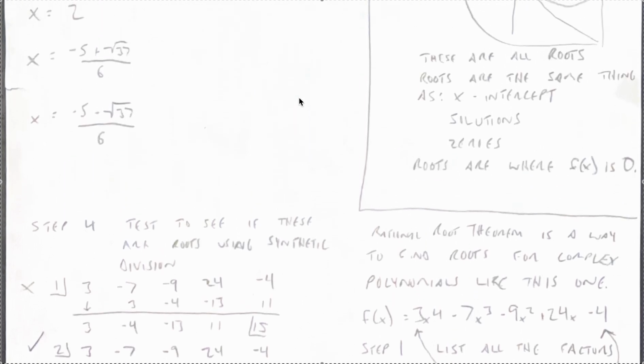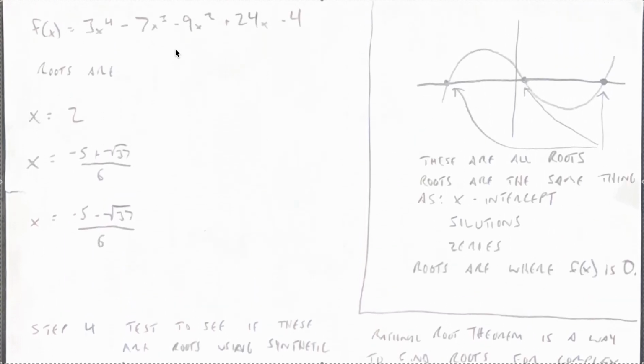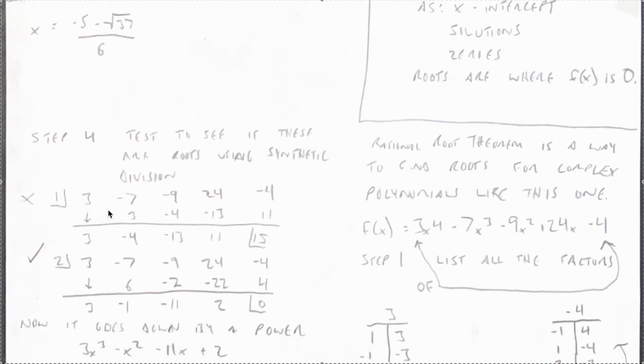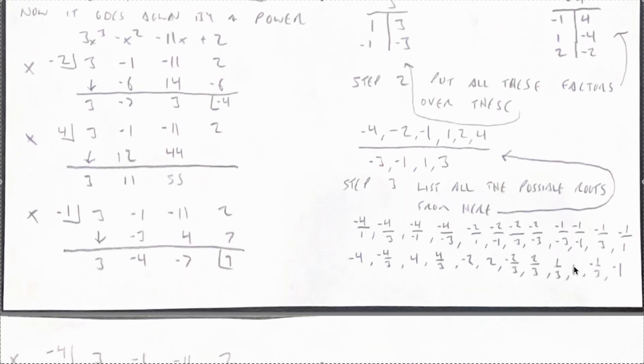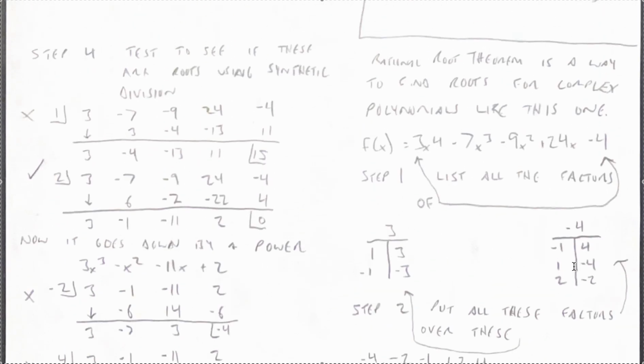Remember, synthetic division: you take this 3, negative 7, negative 9, 24, and negative 4, and you put them here. The first one I tried was number 1 because that number 1 was down here in the list of possible roots. When I used synthetic division, I got a remainder of 15, so this was not a root.